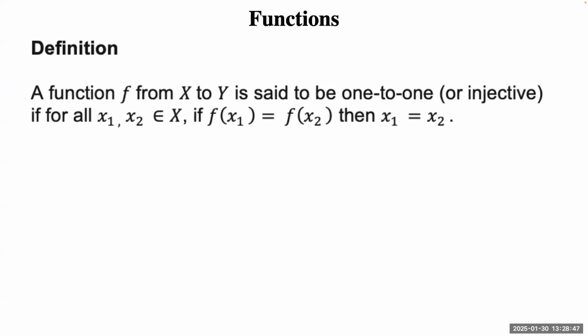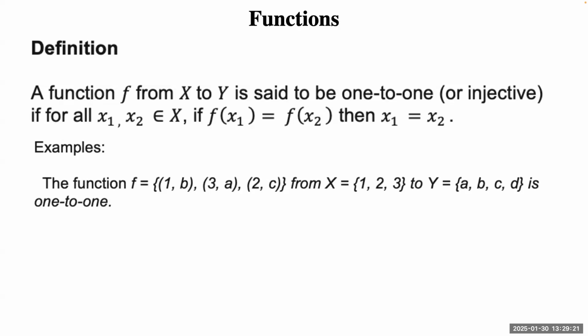Okay. Here's another definition for functions. It's called a one-to-one function. So function f from X to Y is said to be one-to-one, also known as injective, if for all x1 and x2 in your set X, if f(x1) equals f(x2), then x1 has to equal x2. If that's the case, you have what's called a one-to-one function.